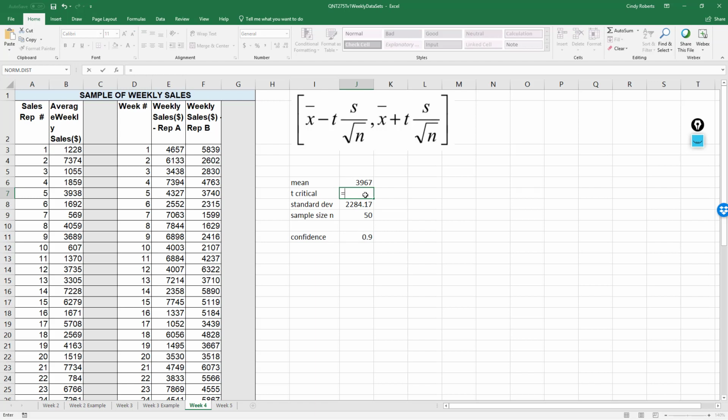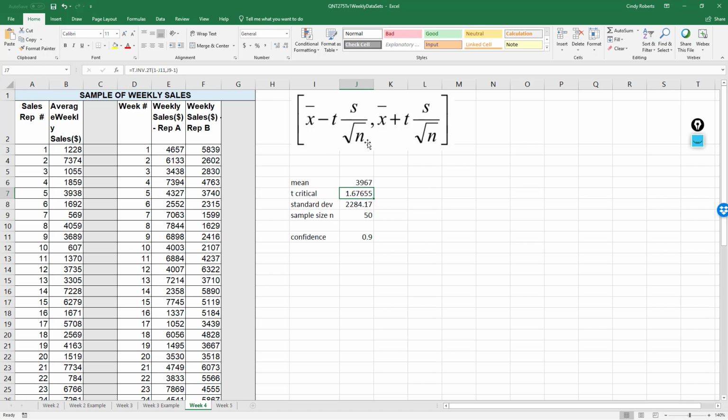And so my T.INV.2T, my probability is going to be 1 minus the confidence. And then remember, degrees of freedom is the sample size minus 1. Okay, so that's my T critical. Remember, this value is 1 minus the confidence. So in other words, it's 0.10. And then the degrees of freedom is found by taking the sample size minus 1.